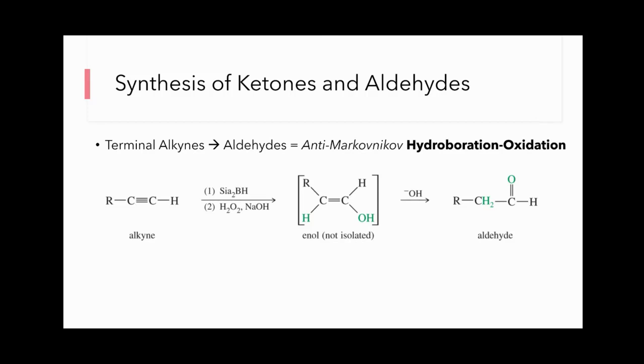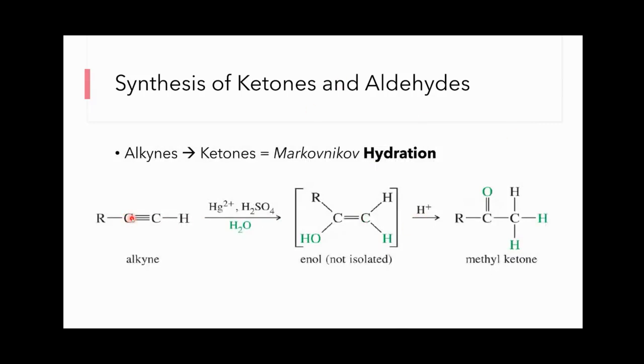And if you want to do the anti-Markovnikov, where here in this case it's an aldehyde, you would have to do hydroboration, which is the Sia2BH, and it'll just turn this into an aldehyde. So it'll turn this carbon next to the hydrogen, it'll give it the carbonyl, whereas the other one is the one closer to the R group.